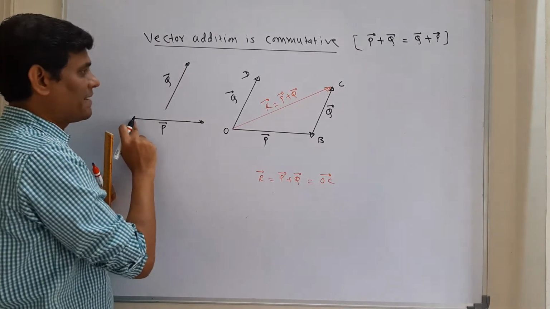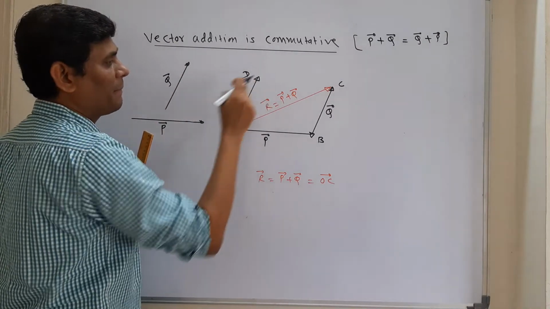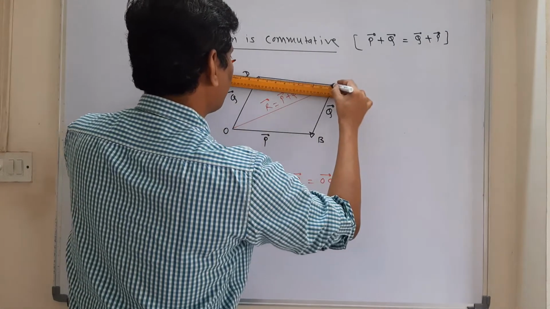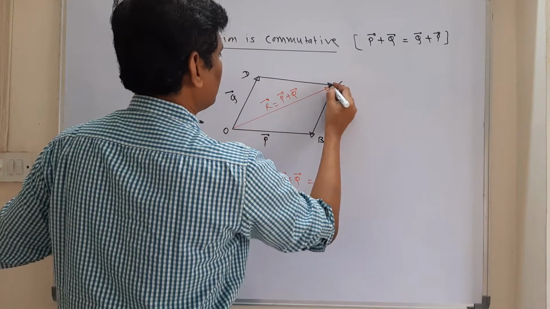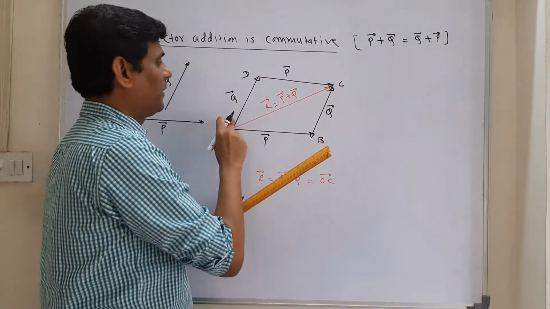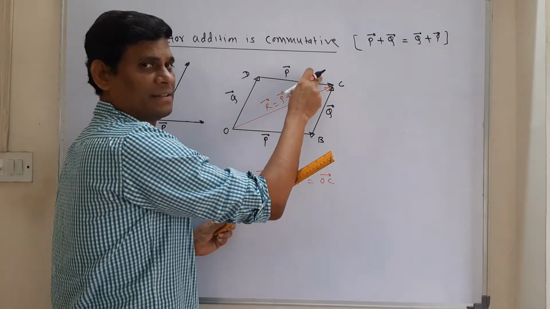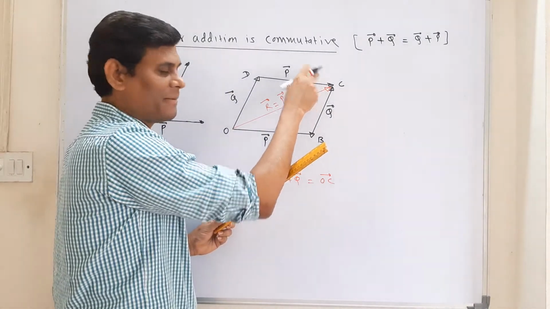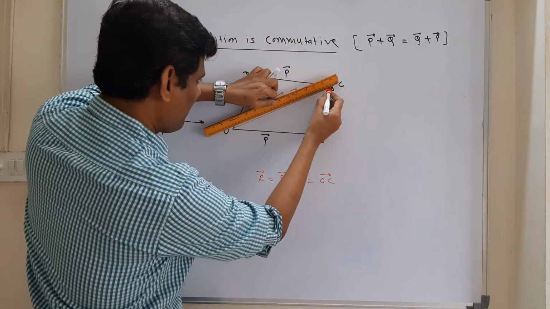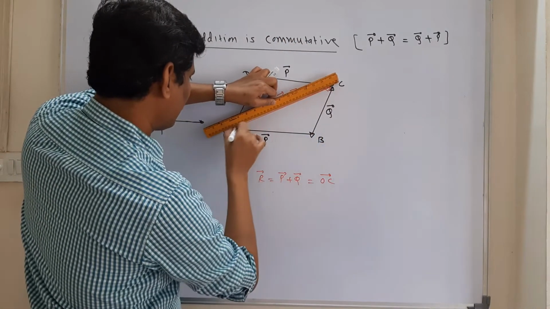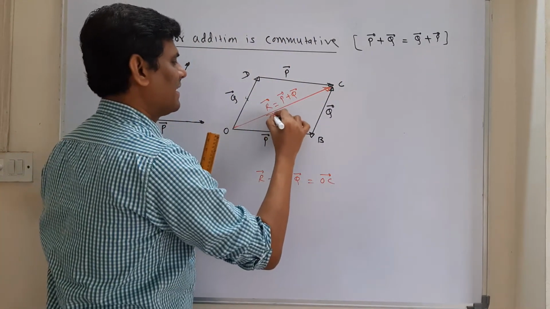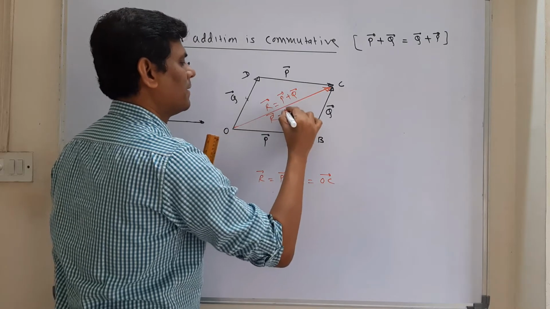So where will we put this tail? At the end of Q, here. So if I join this in magnitude and in direction, this is vector P. So for Q plus P, the resultant is given by the third side of the triangle. Which represents the resultant? The same one. This represents the resultant. Arrow is here. That means the resultant here is also equal to Q plus P.